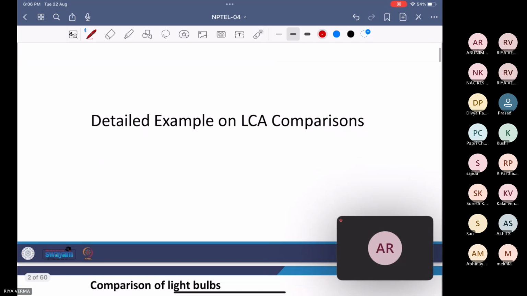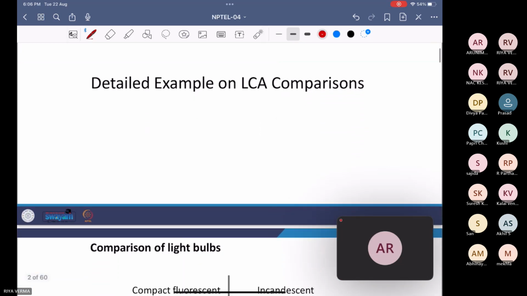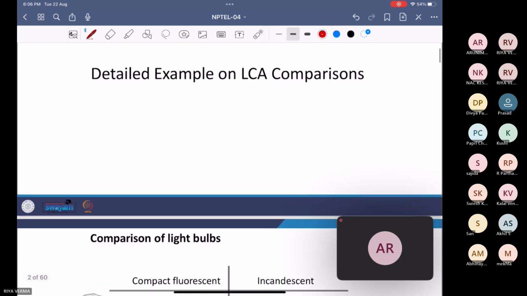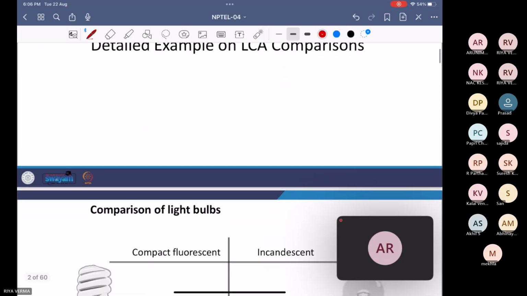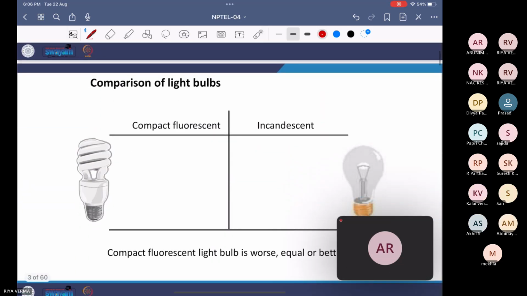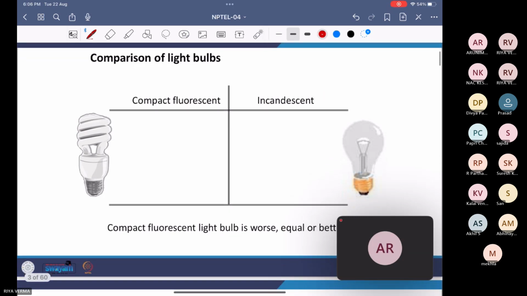So, first, I'll start the class with the quick revision that we usually have of all the content that has been taught last week. The first is the comparison of light bulbs. This is an LCA where we need to compare a CFL bulb, that is compact fluorescent bulb, with an incandescent light bulb, that yellow bulb that we used to have in our houses earlier. So we need to compare both the bulbs and perform an LCA to see which one is better.